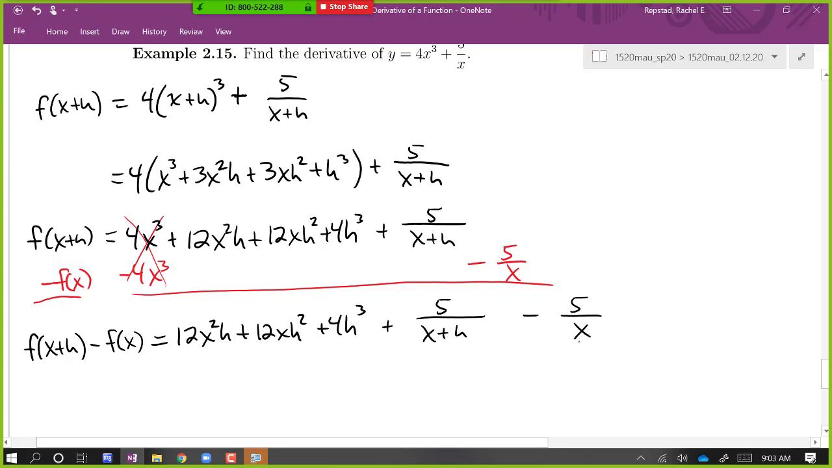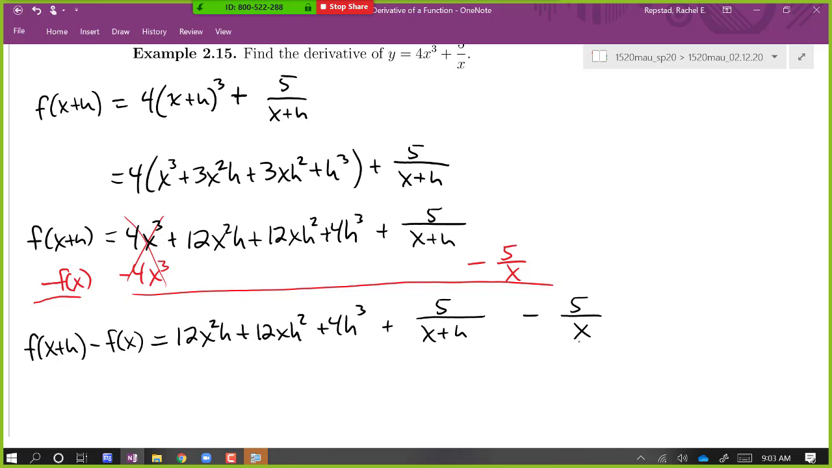If you look at those terms at the front of this expression that we got from the polynomial part, they all have an h, so I'm pretty psyched about that. It's the fraction parts on the end that don't have a common factor of h, but we know how to deal with fractions. Let's just do the subtraction. Let's get a common denominator.